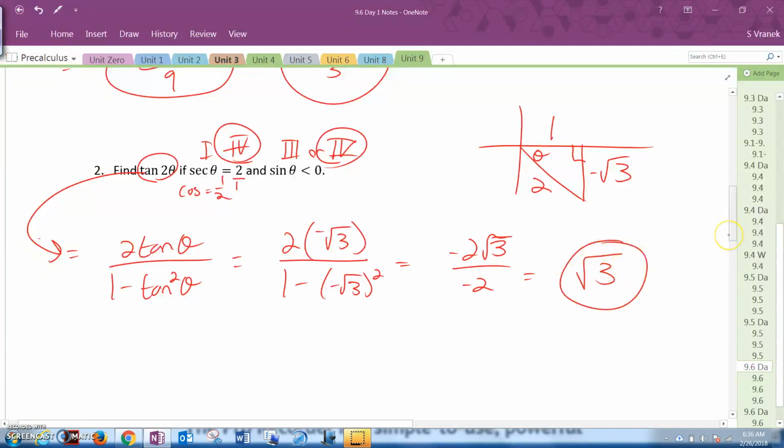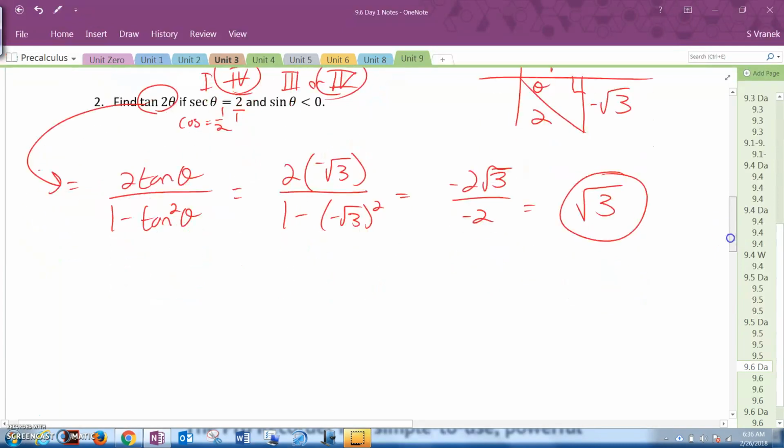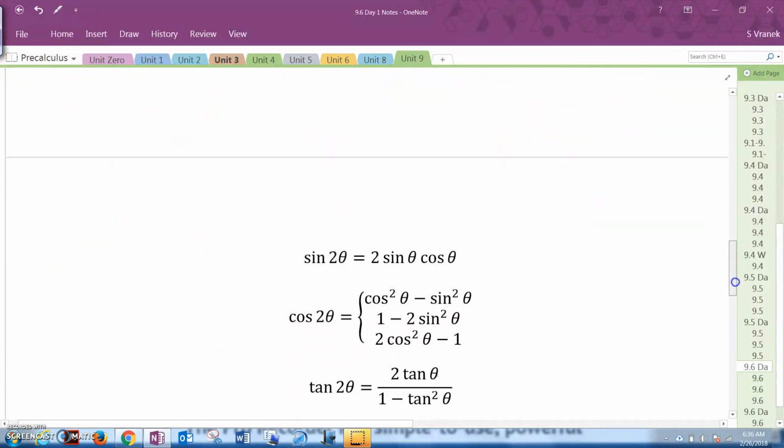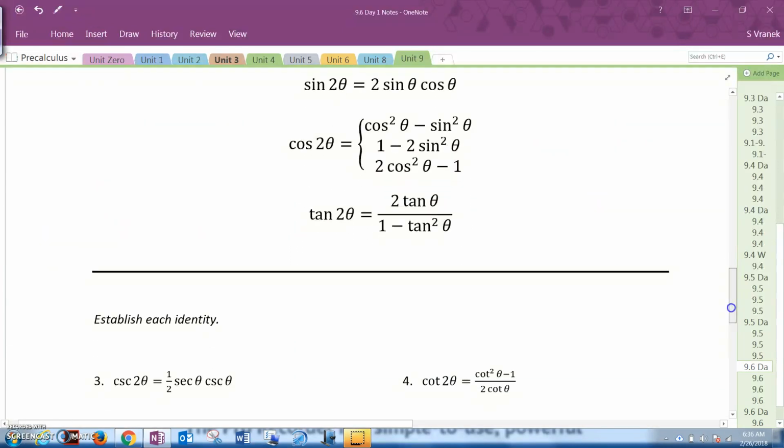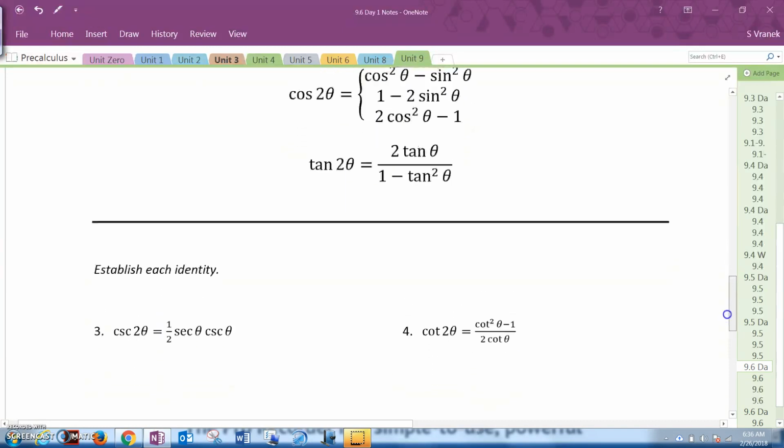Alright, so that's doing double angle with values. Now we're going to look at just some identities real quick. That'll be on the next slide. So I showed you guys the formulas again, and we go from there.